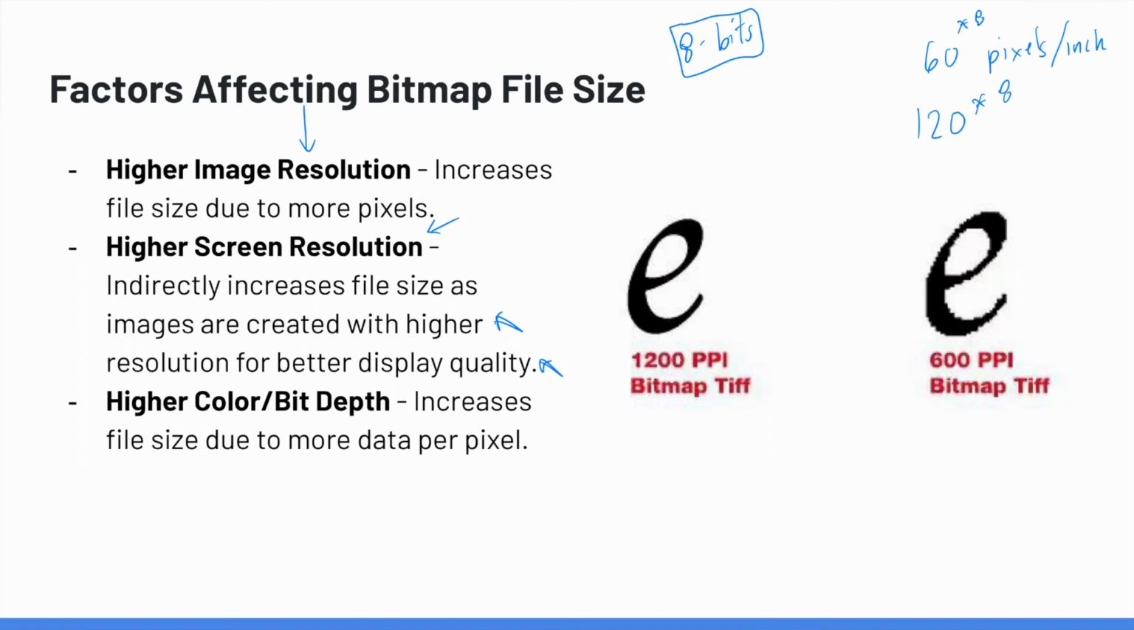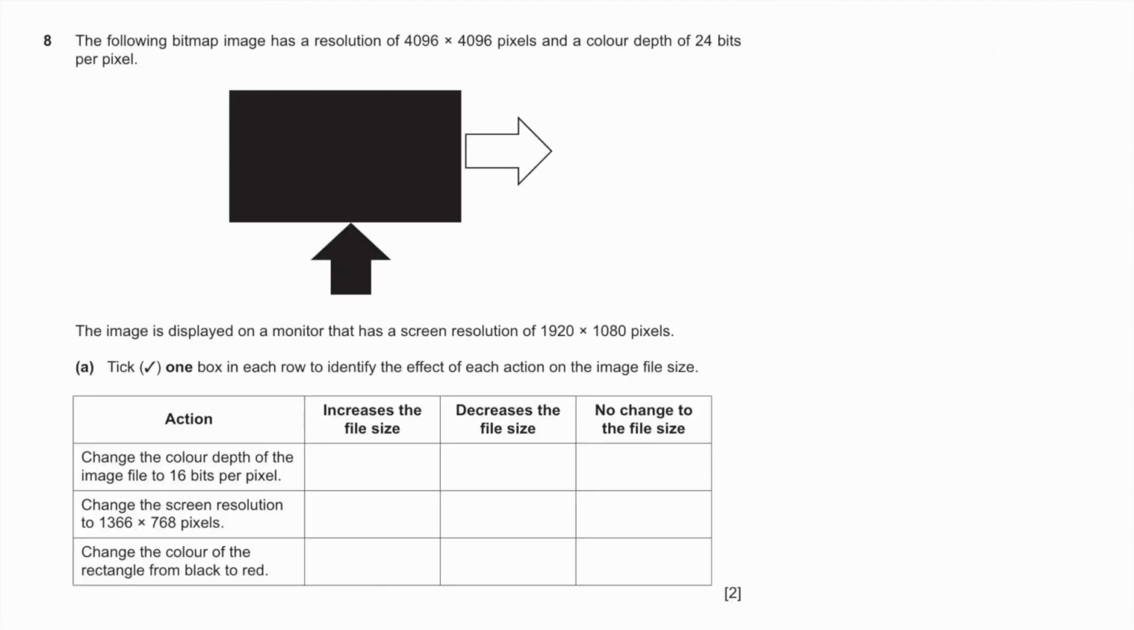Now finally, the third factor affecting bitmap file size is going to be the bit depth, right? So if you have 60 pixels per inch and we have 8 bits per pixel, then that's going to give us 60 bytes. But if you have 16 bits per pixel, that's going to be 120 bytes in that same square inch. So the more bits that we use to represent each pixel, the more overall data we're going to need to store in order to represent an image, and the higher our bitmap file size is going to be.